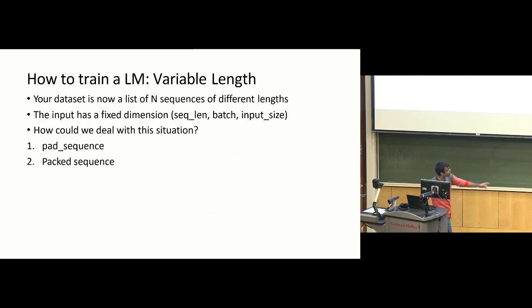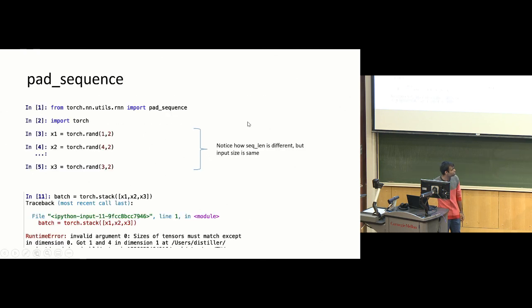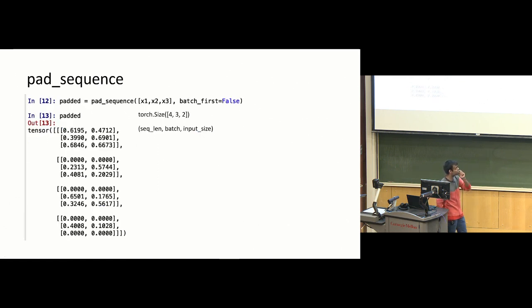Notice how this follows the sequence. The typical input dimension is sequence length, batch size, and input size. As you can see over here, sequence length and input size. The input size is always the same, but the sequence length is different. That's obviously the case, right? So what pad_sequence does is, if you pass it through pad_sequence, it pads zeros to all of them in such a way that all of them are of the same length, and now you can pass it into your network.